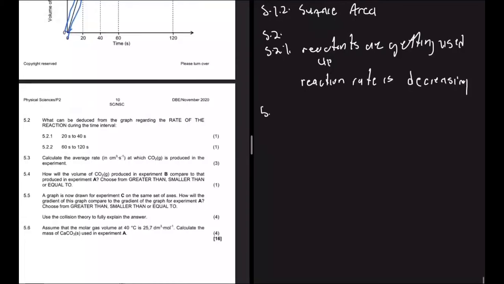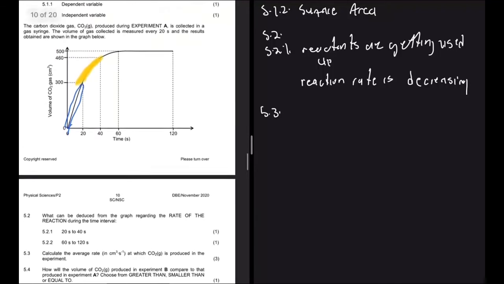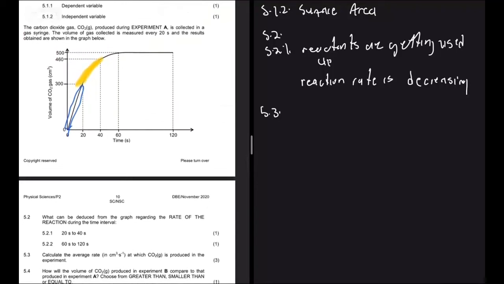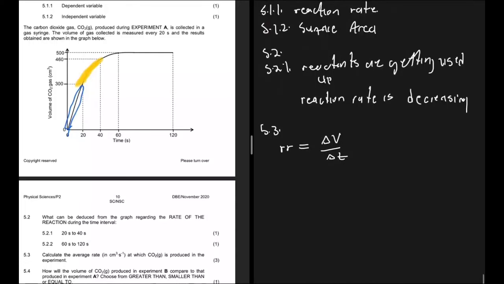And then 5.3 says calculate the average rate in centimeter cube per second at which CO2 is produced in the experiment. So for CO2 we are given the volume, right? So our reaction rate will be the change in the volume divided by the change in time, and then we want the average. So when we want the average, we have to consider the entire time interval. If it says between 20 and 40, then we'd just use the interval 20 and 40. But then it said the average, so we have to use the entire interval. So we're going to have volume final minus volume initial divided by T final minus T initial.